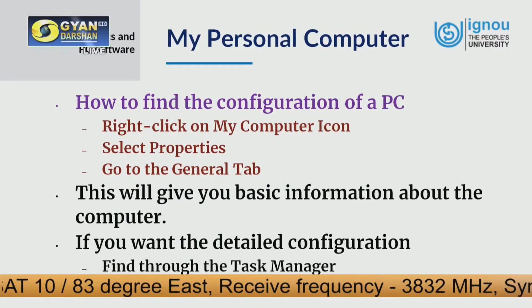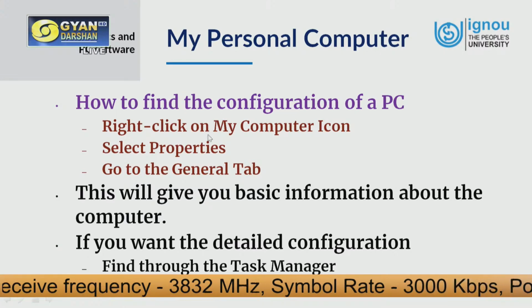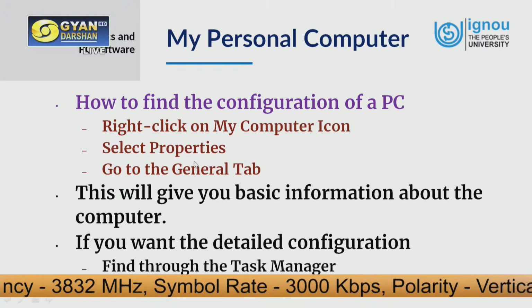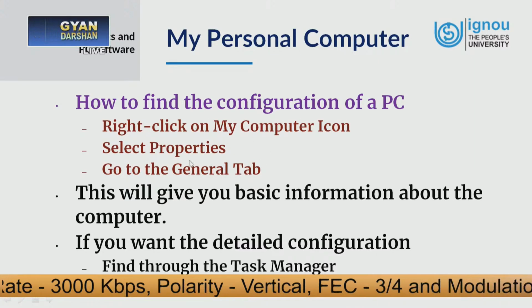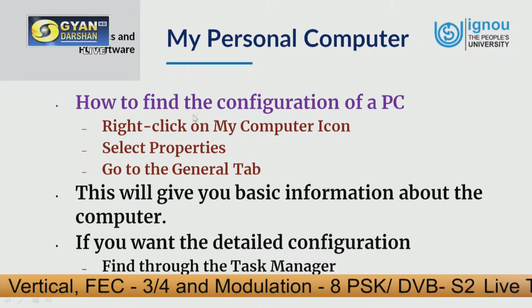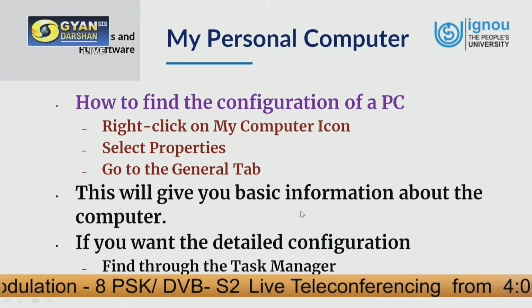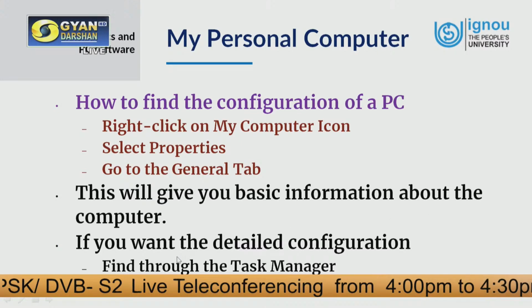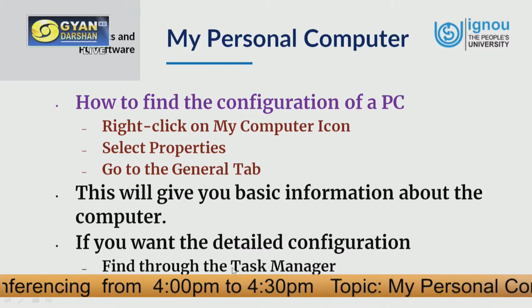So how to find the configuration of your PC? Suppose you have a PC at your home. Okay, now the older way used to be to right click on the My Computer icon, select Properties and go to the General tab. So this was the older version of Windows which you had. You could do that, but this kind of thing will give you only basic information. If you want detailed configuration these days, you use Task Manager.